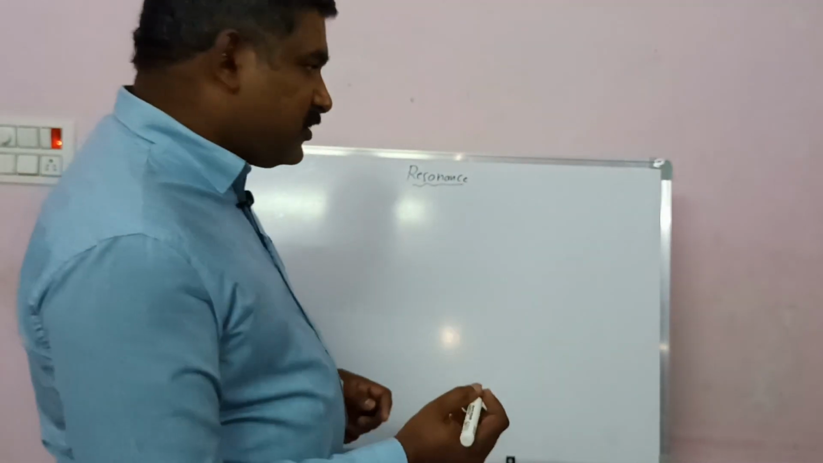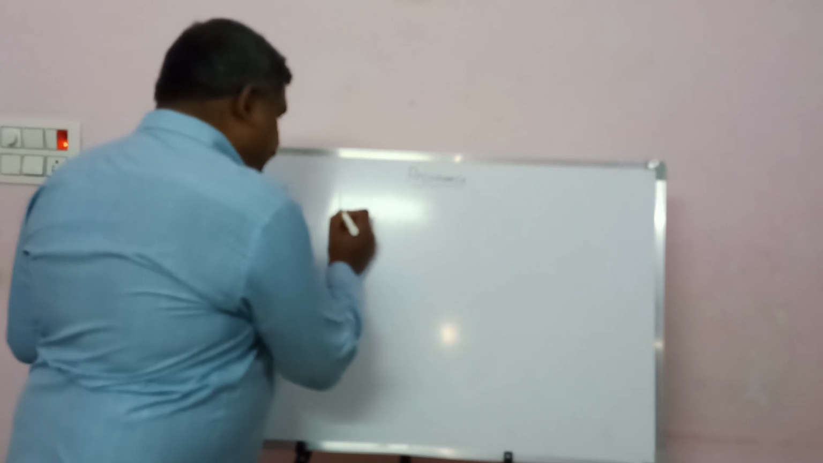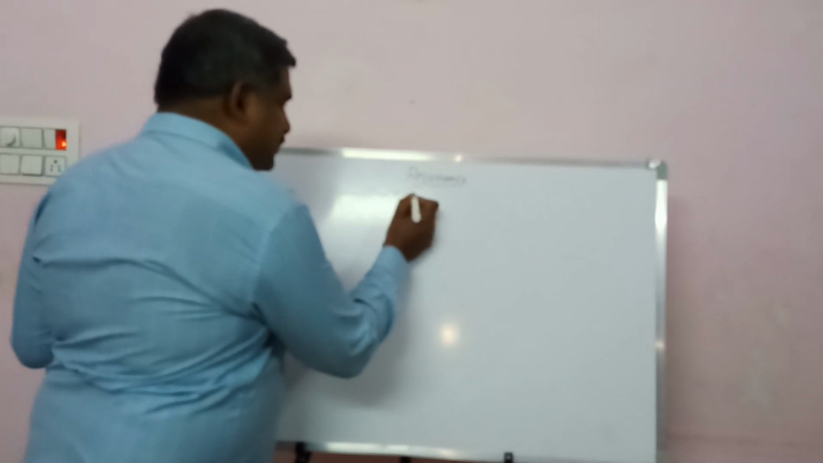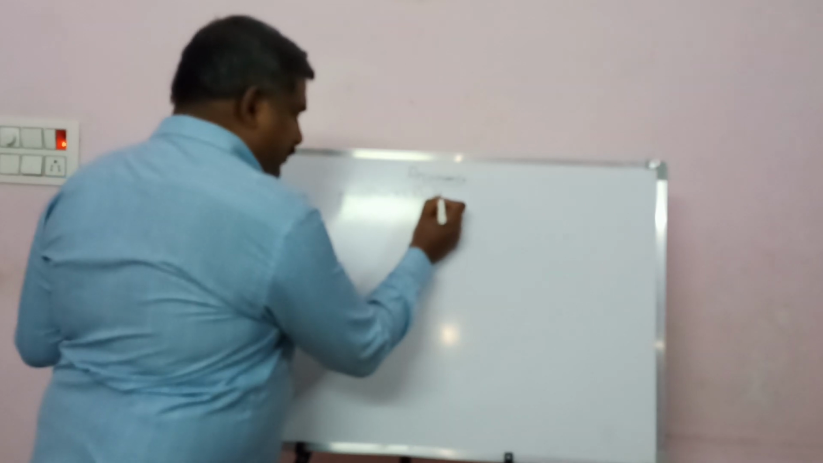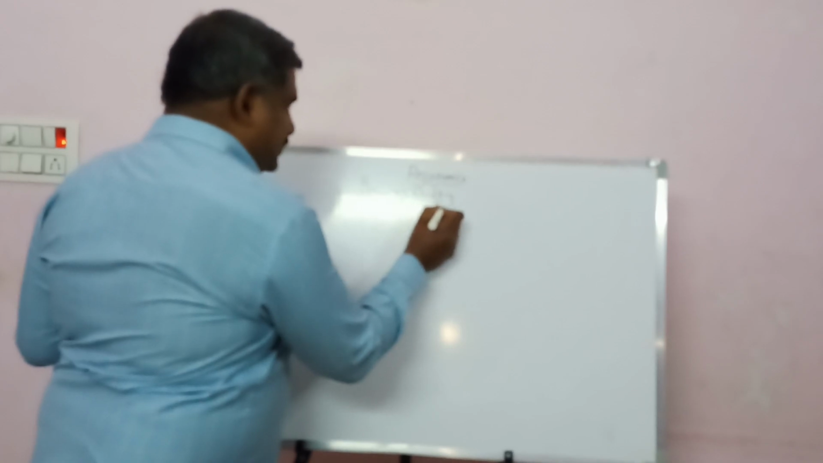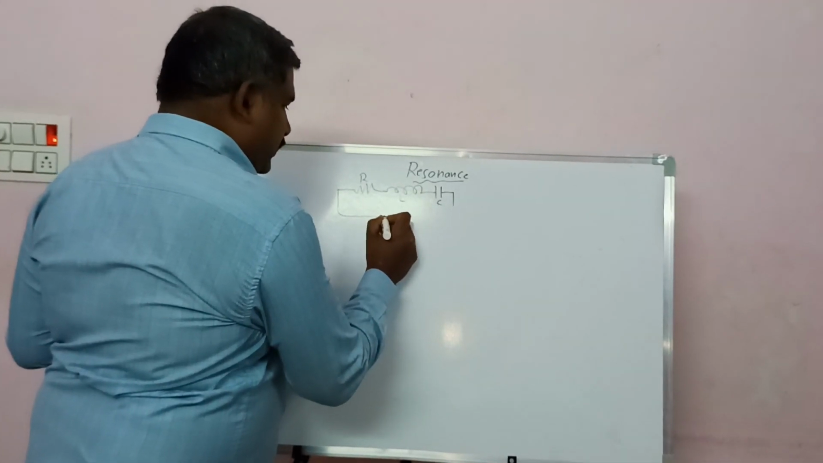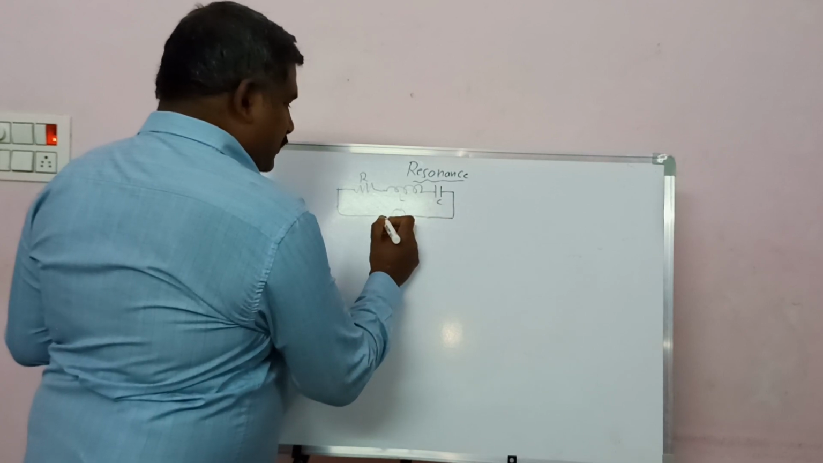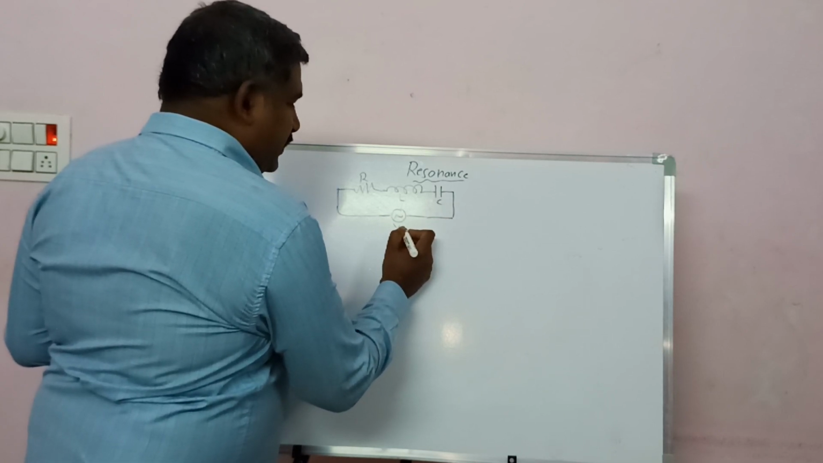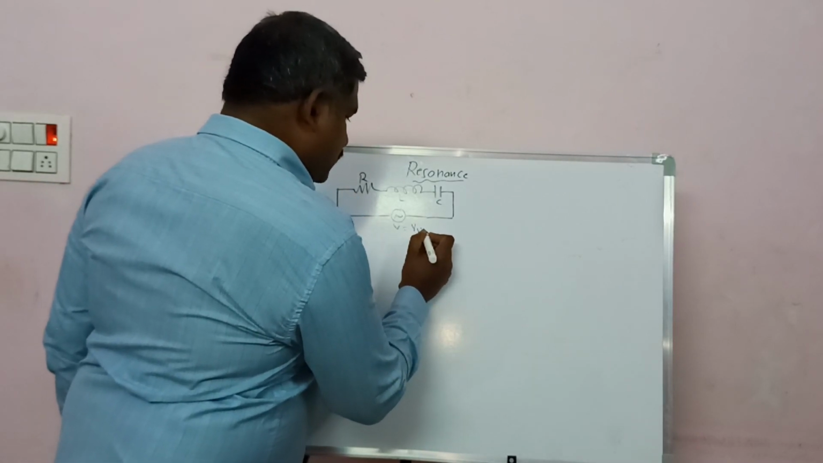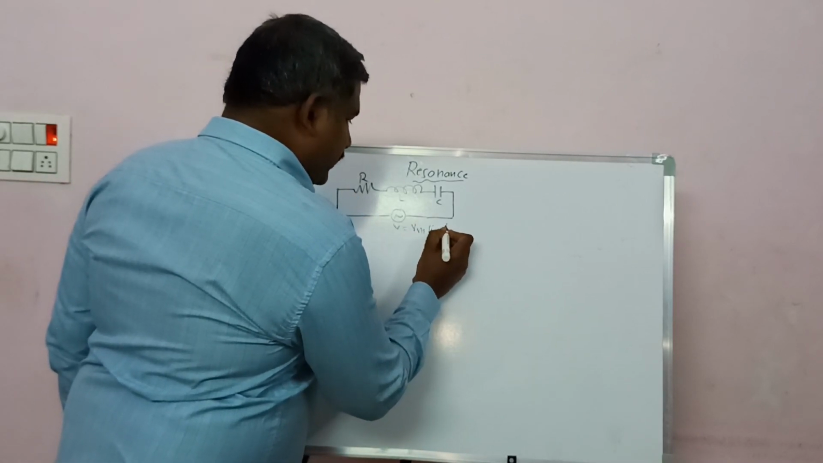And this is the waveform diagram that defines the resonance. So this is my resistance R, L, C, and it is connected to an AC voltage source with voltage V is equal to Vm sin omega t.